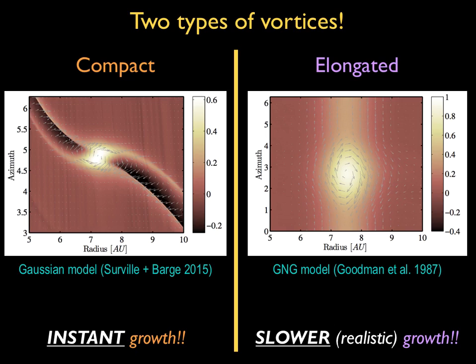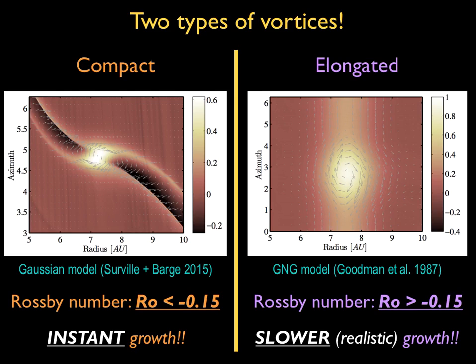Recently, Surville and Barge studied both types of vortices and found that the difference between the elongated and compact models wasn't so much the extent of the vortex, but really the minimum Rossby number in the vortex, which is just the amount of vorticity in the vortex. If the minimum was less than minus 0.15, then the vortex would be compact. And if it's more than minus 0.15, so if it's less negative, then the vortex would be elongated.